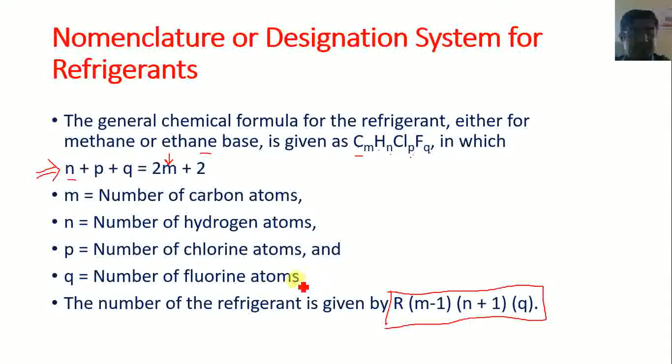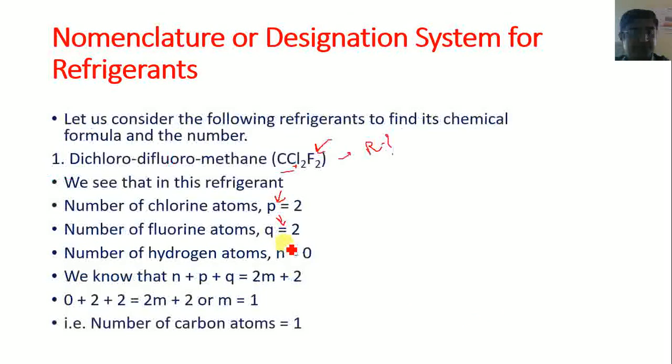And here in this case, small n indicates the number of hydrogen atoms. Here you cannot see any hydrogen atoms. It means that the value of small n is equal to 0, as there is no hydrogen atom present in this CCl2F2. So the value of n becomes 0.